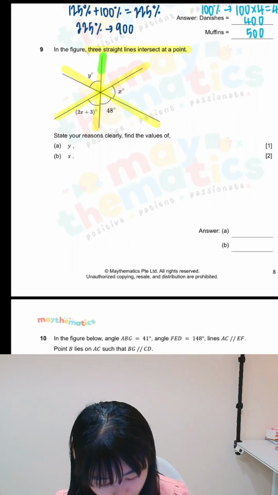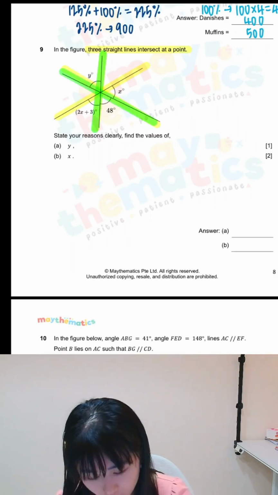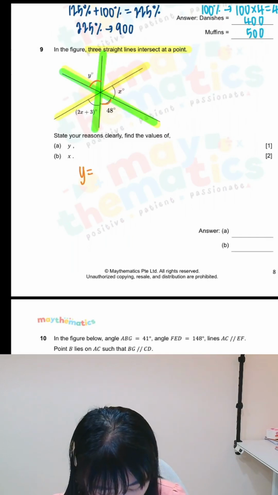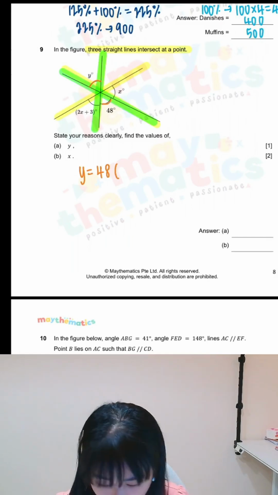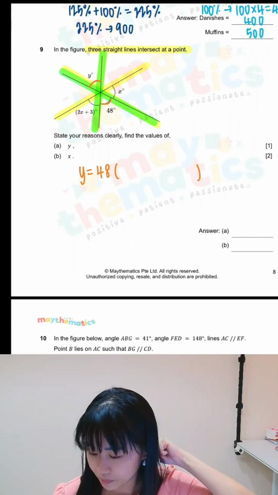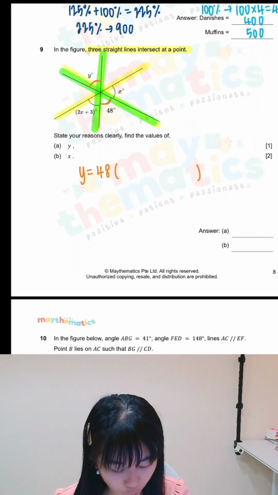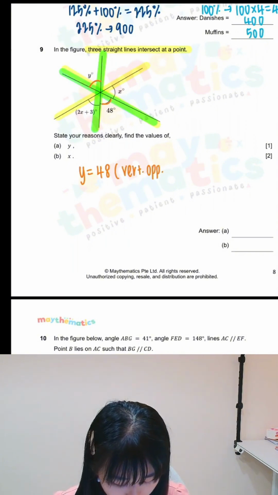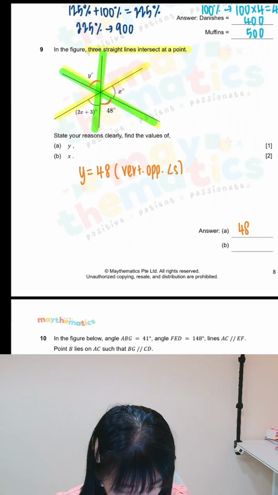What is that property? Everybody tell me. We all know that y is equal to 48, but what is that property they are looking out for? Can you all tell me? Very good. Vertically opposite angles. Vert opp angles. Okay, so 48.